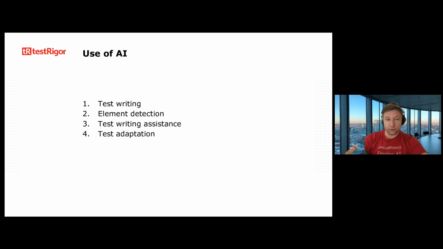And in general, AI is a set of practices in software engineering which helps QA to achieve certain things, like tools that use AI. Unfortunately, Selenium doesn't use AI, but almost any other tool does, and it helps with test creation, element detection, test writing assistance, and test adaptation.